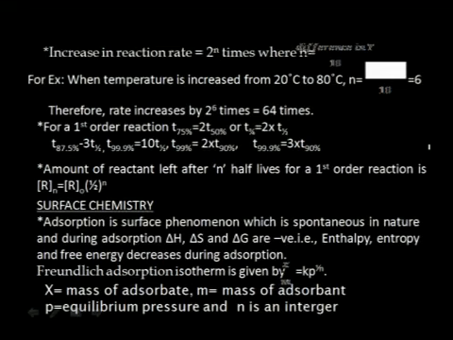Similarly, you can derive and show that for a first order reaction, t87.5% is equal to 3 times t1/2, t99.9% equals 10 times t1/2, t99% is equal to 2 times t90, and t99.9% is equal to 3 times t90%. The amount of reactant left over after n half-lives for any first order reaction is given by Rn equal to R0 divided by 2 to the power n, or R0 into 1 by 2 to the power n.